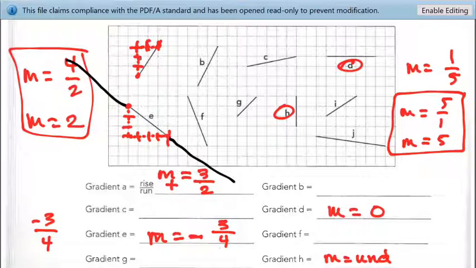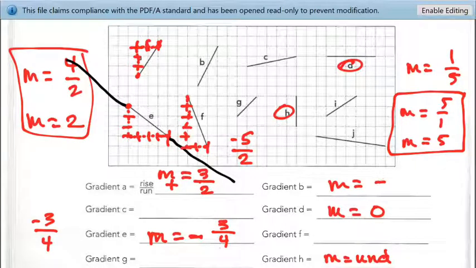Okay. F? Okay. Going down, so you go down and then to the right. So that means it's going to be negative. So 1, 2, 3, 4, 5, right? Down 5. And then to the right 2. Make sure you say right or left because you'll know what sign. And negative 5 over 2 is negative 5 over 2.